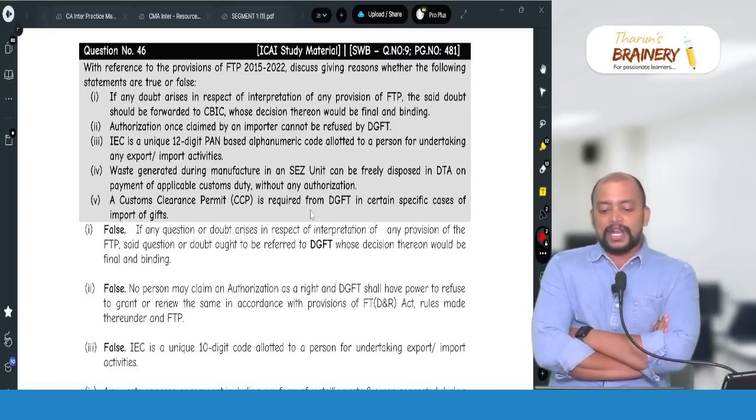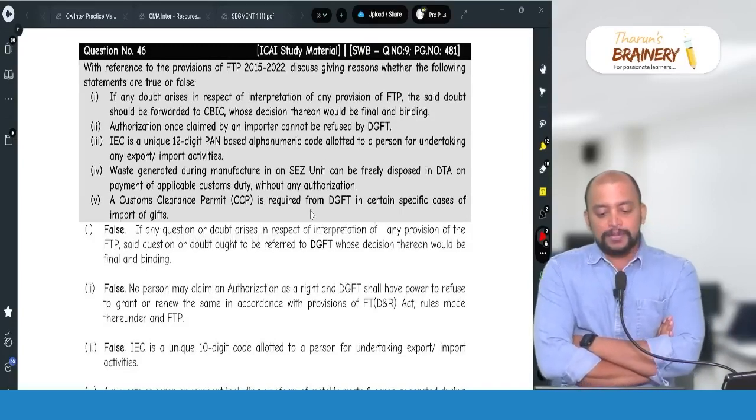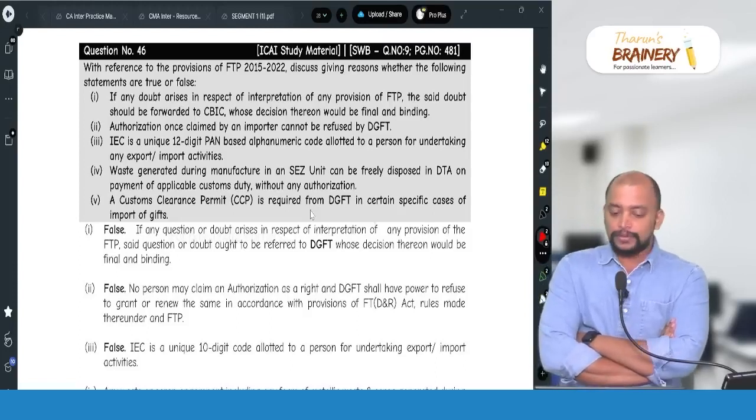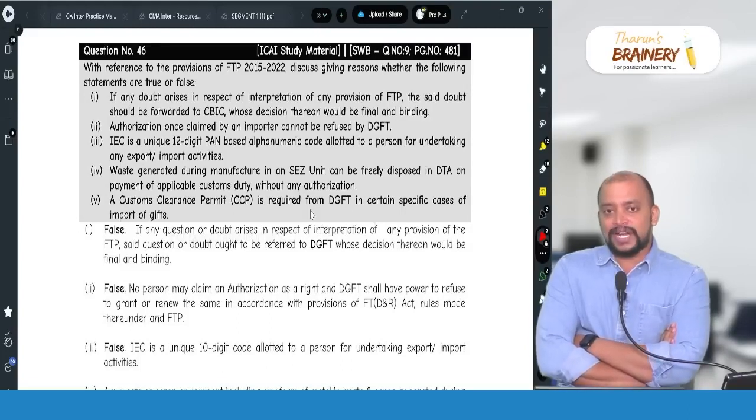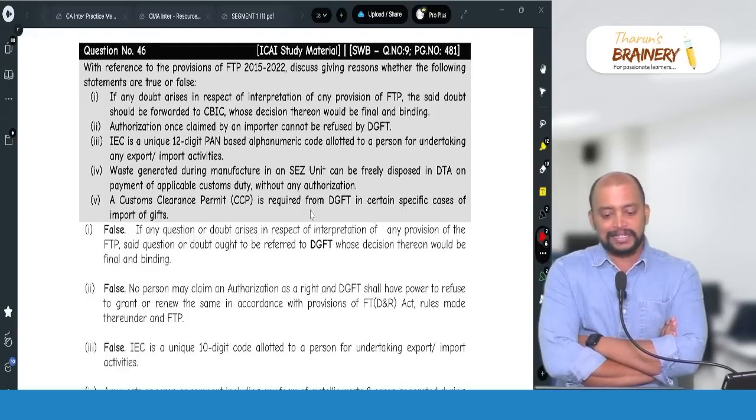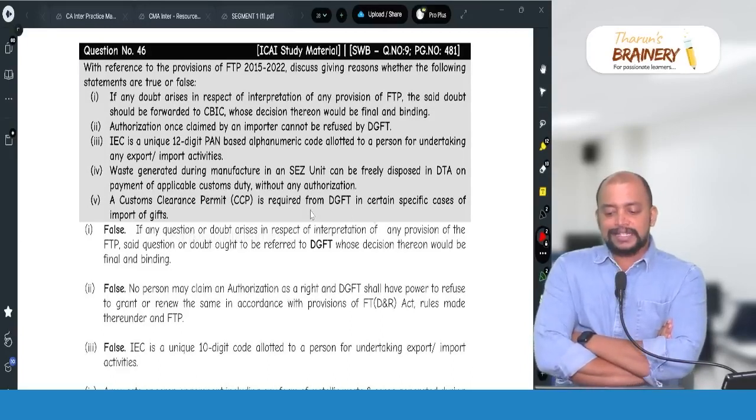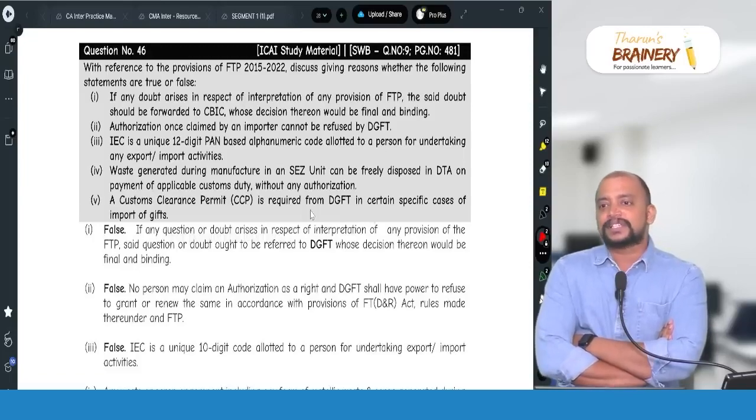Waste generated during manufacturing in an SEZ can be freely disposed of in DTA on payment of applicable customs duty without any authorization. True. Because even though import of waste scrap requires a license, this is a sale from SEZ, so it does not require any license. A customs clearance permit is required from DGFT in certain specific cases of import of gifts. Yes, if the gift contains a restricted article, then for import of that gift we need to get a customs clearance permit.